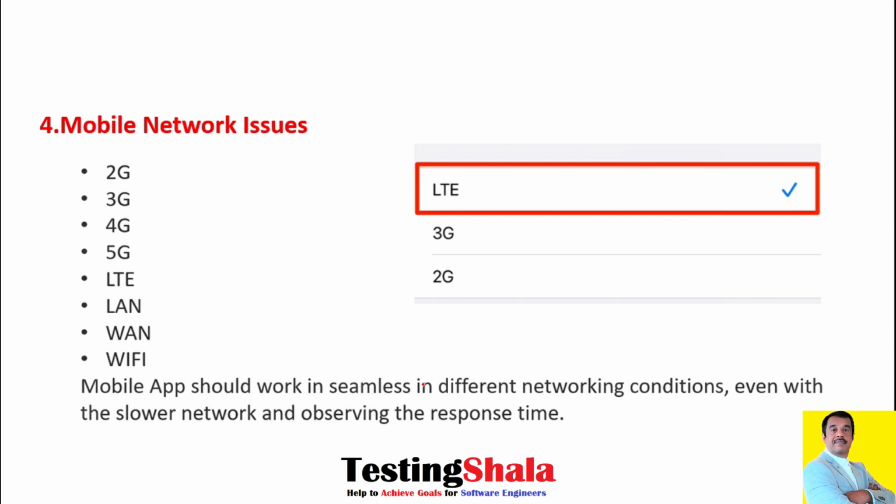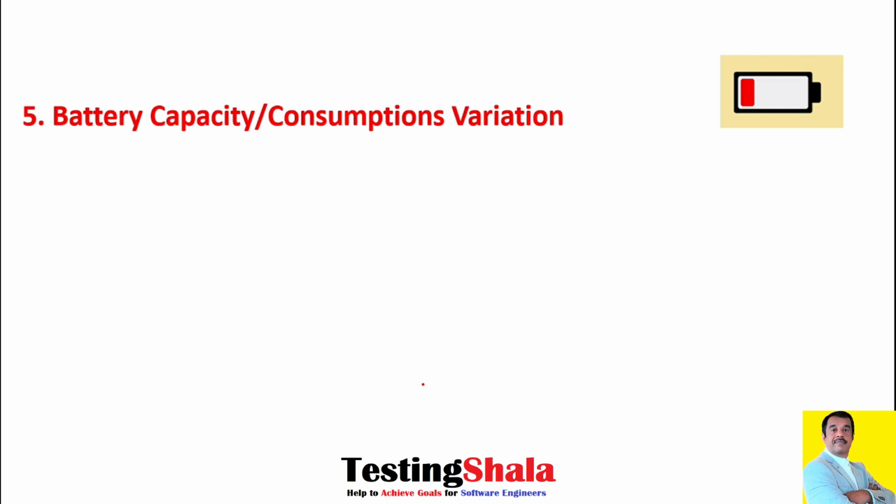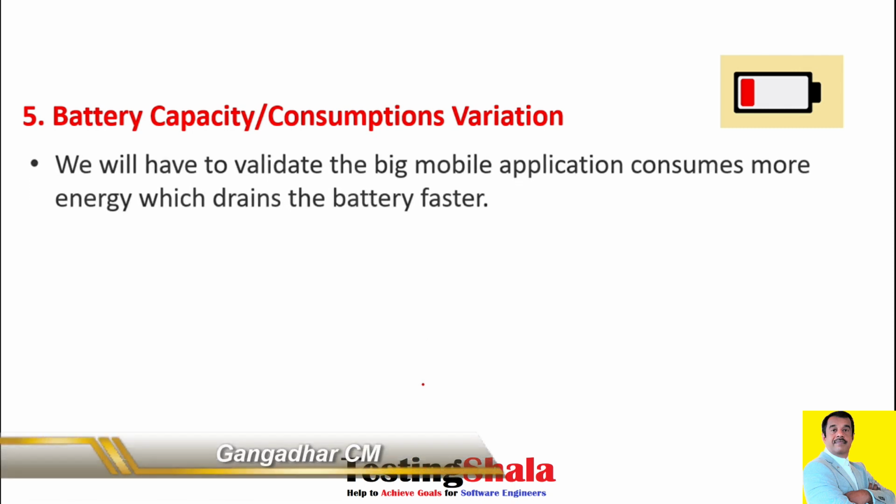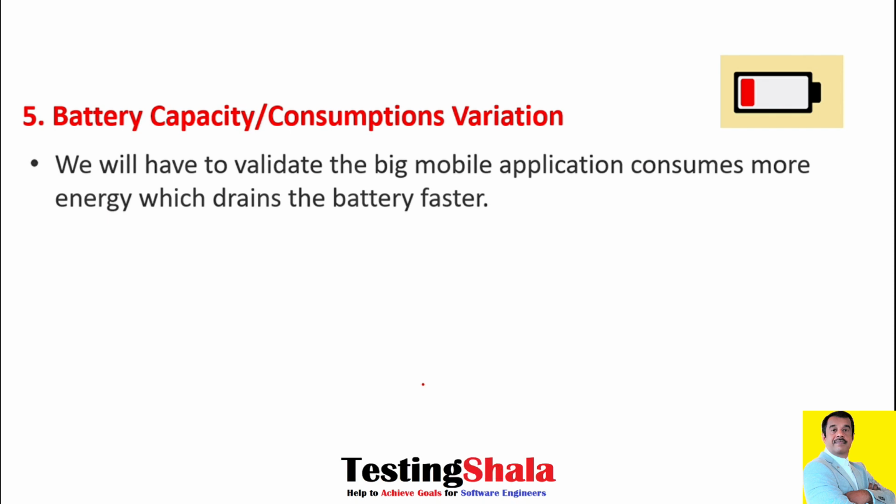The fifth important challenge while testing a mobile app is battery capacity or consumption. That is the key thing these days, because every mobile phone has a huge battery, but the kind of mobile applications we are building is also very big. Normally big mobile apps consume a lot of battery energy, and because of that our battery drains faster. Now we need to bring a lot of optimization into the mobile apps so that they use energy very sparingly compared to the power they drain.